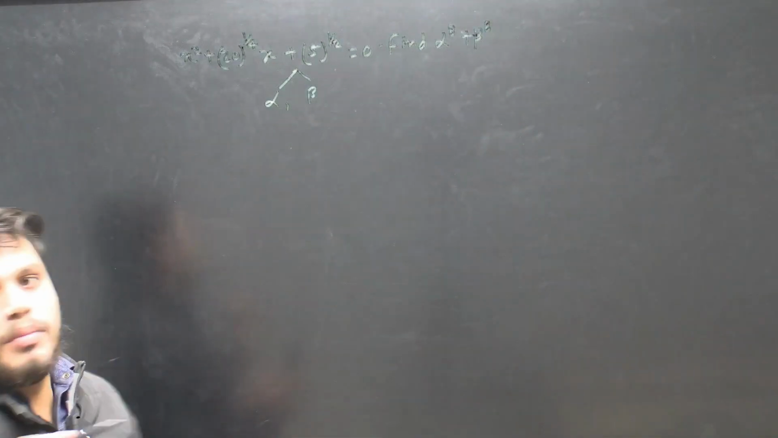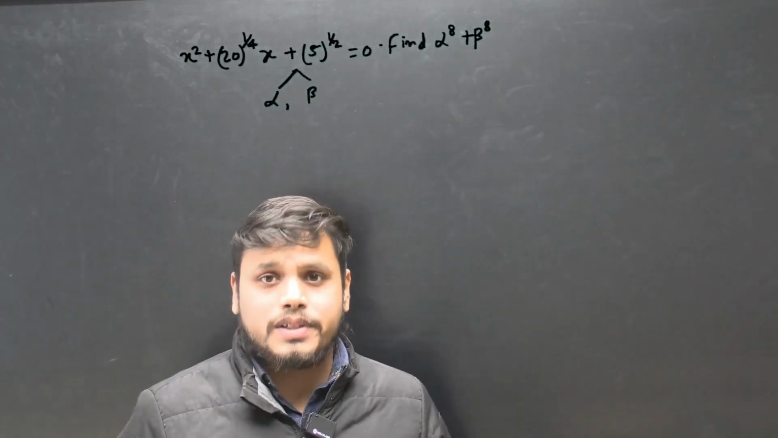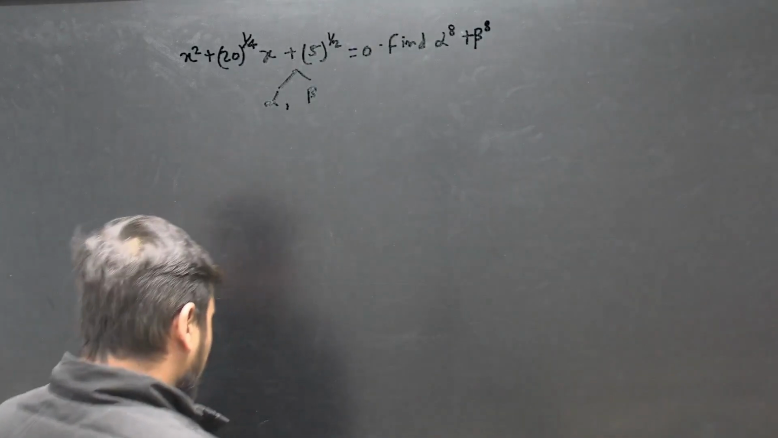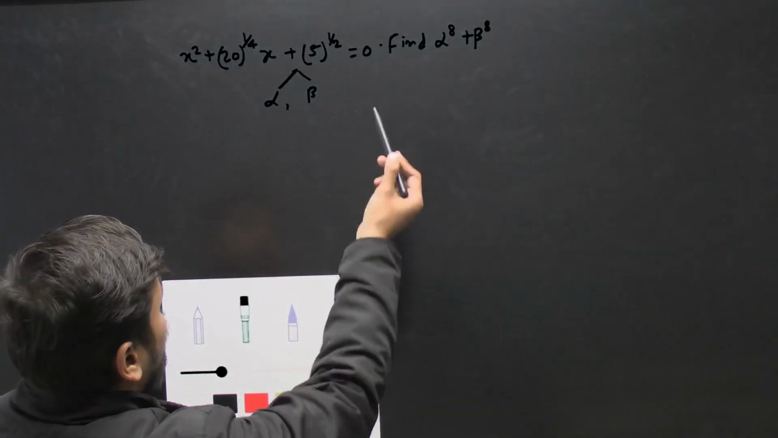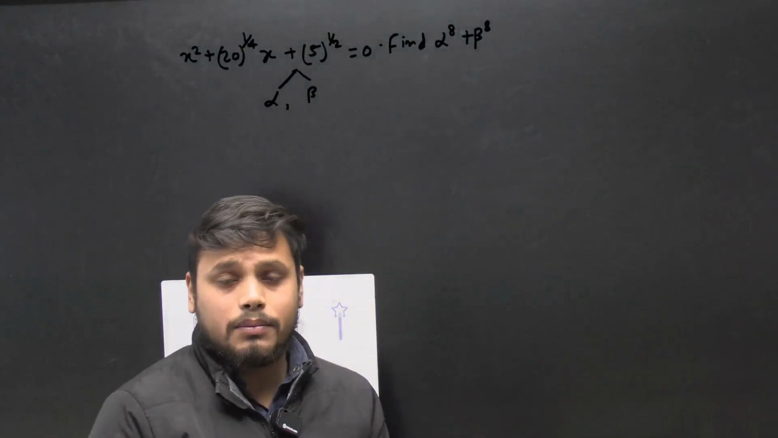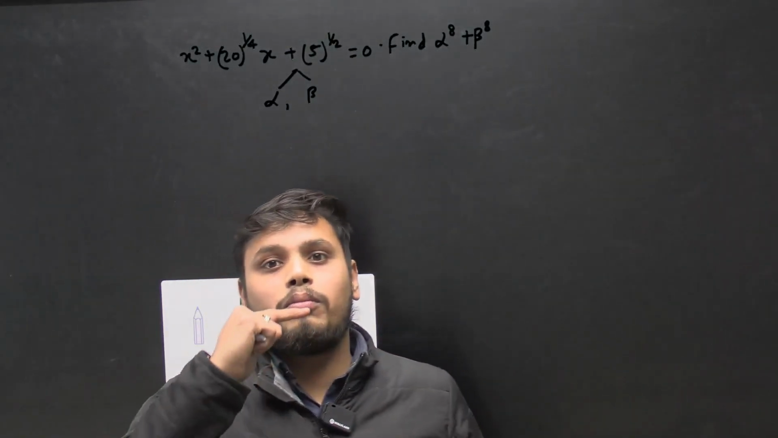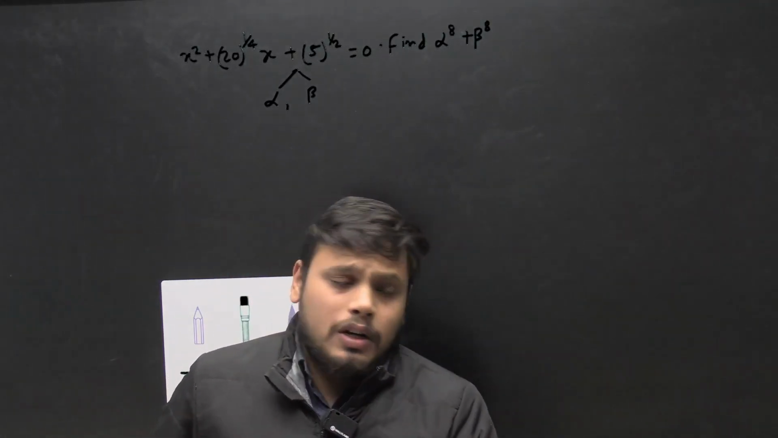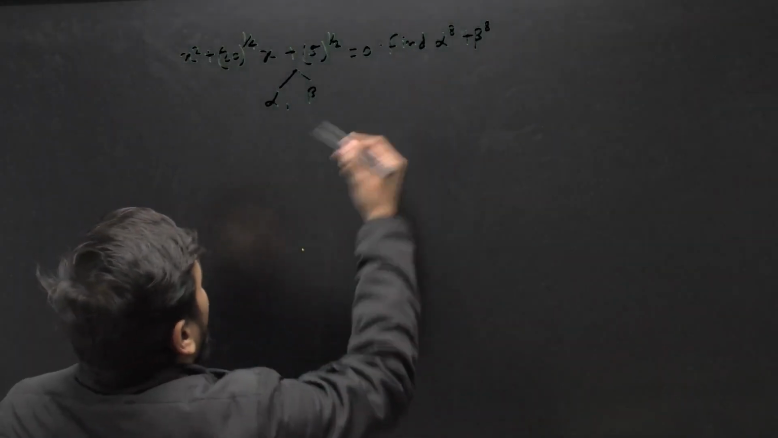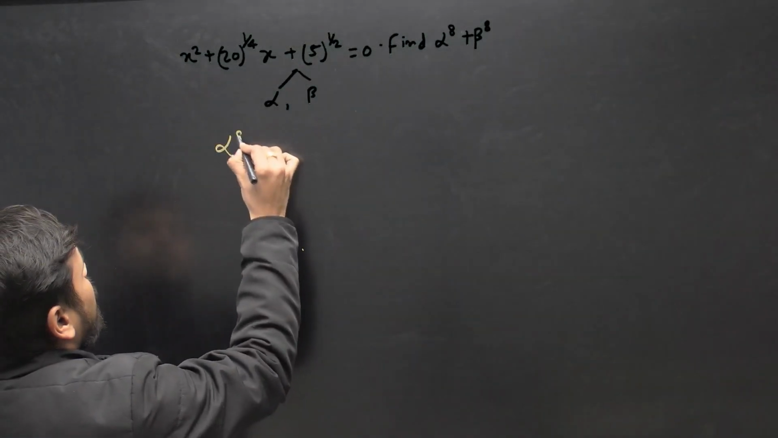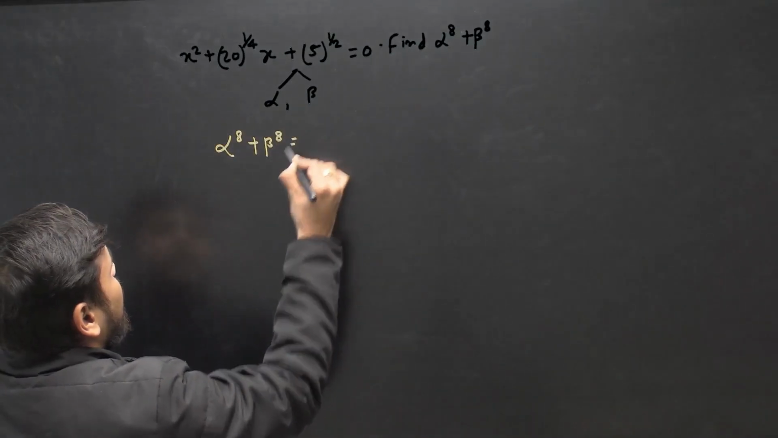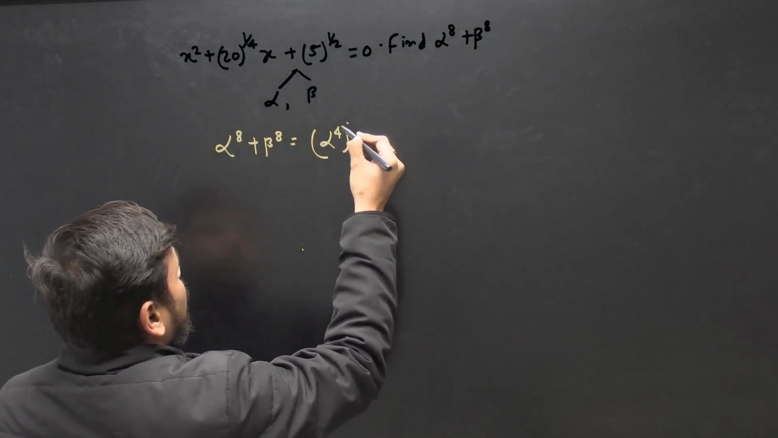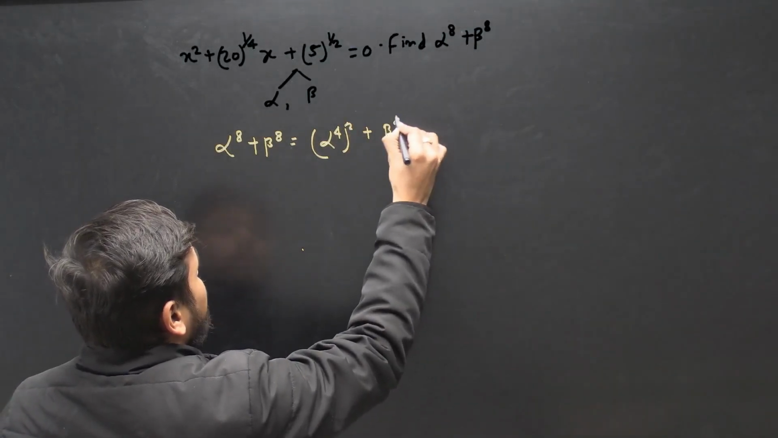So this question is based on sum and product of roots. Let's see how we can compute alpha raised to power 8 plus beta raised to power 8. Directly we do not have any formula for it, but we can transform this expression in terms of alpha plus beta and alpha into beta. How? Alpha raised to power 8 plus beta raised to power 8 can be written as alpha raised to power 4 whole square plus beta raised to power 4 whole square.